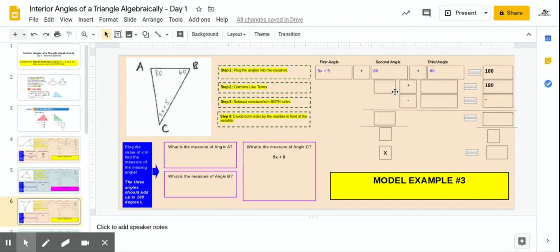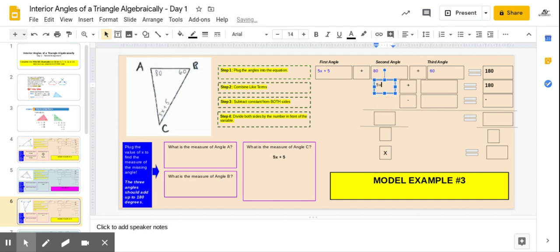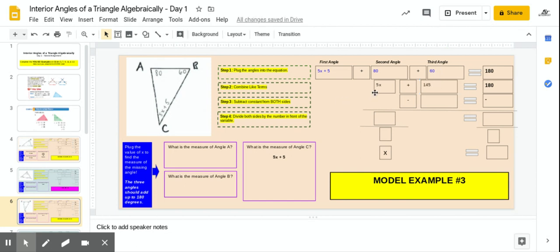Okay, my next step is to combine my like terms. Well, I'm going to start with 5x. 5x does not have any like terms here, so I'm simply going to bring down the 5x. Now my like terms are positive 5, positive 80, and positive 60. So 5 plus 80 plus 60 is 145. So now my equation reads 5x plus 145 equals 180.